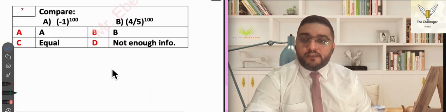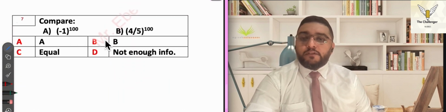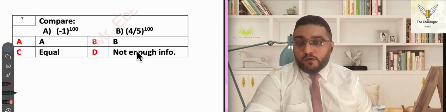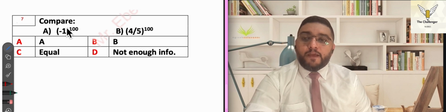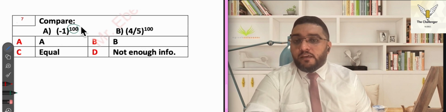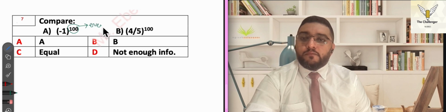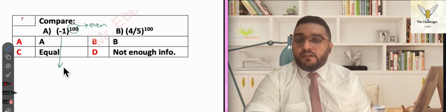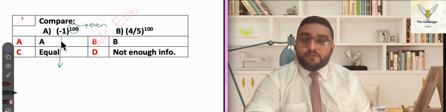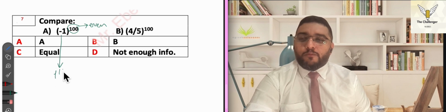Compare between (-1) raised to the power of 100 and (4/5) raised to the power of 100. You know that if you have a negative number raised to an even exponent, the answer is positive. So it will be 1 raised to the power of 100, which equals 1.